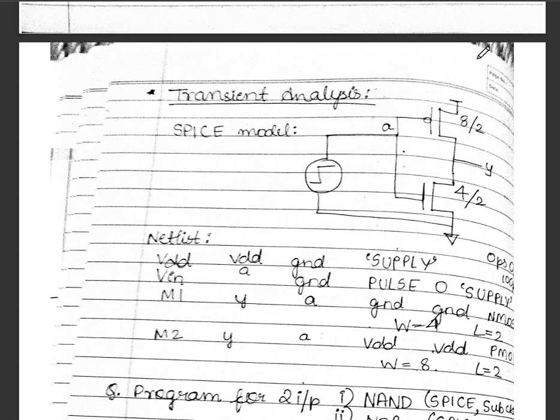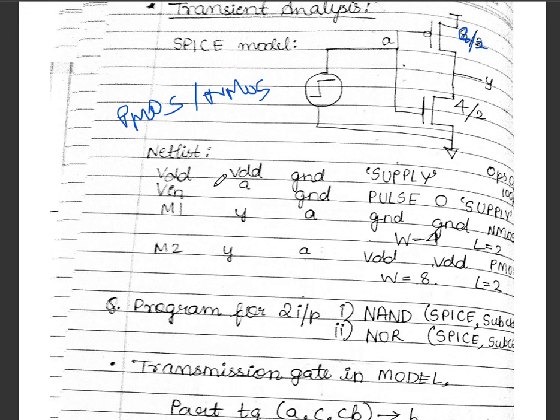In the SPICE model, it basically follows the lambda rules, that is 8 by 2 and 4 by 2. The ratio of PMOS and NMOS will be 2:1. Therefore, here it is in the ratio of 8 by 2 divided by 4 by 2. Finally, the ratio will scale down to 2:1. This is already in the simulator that you'll be using.